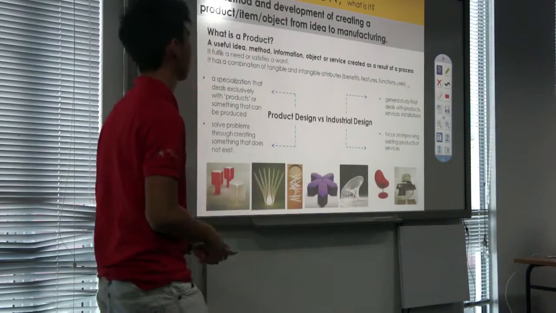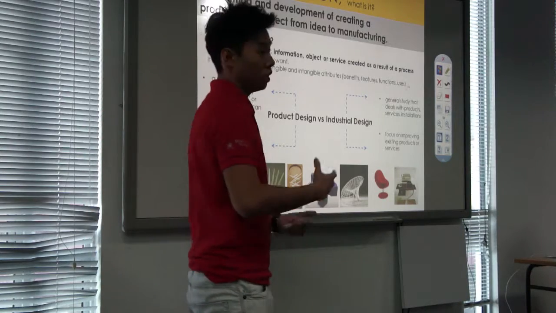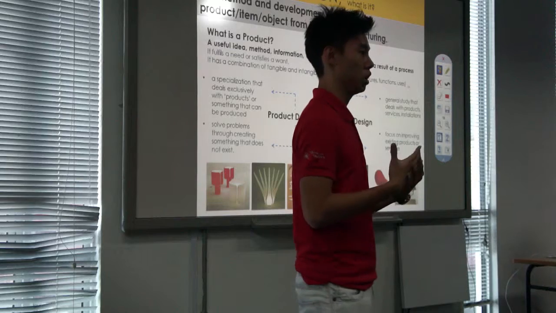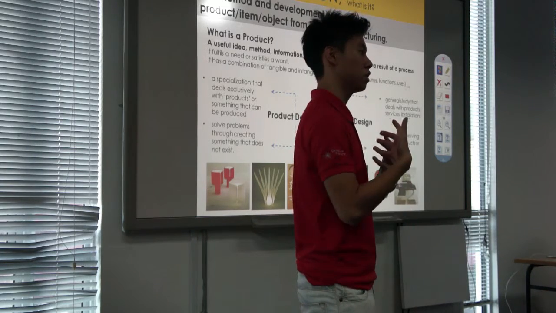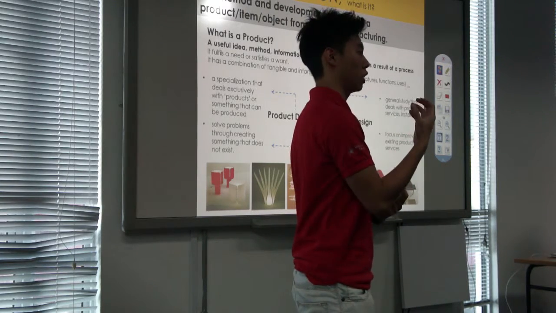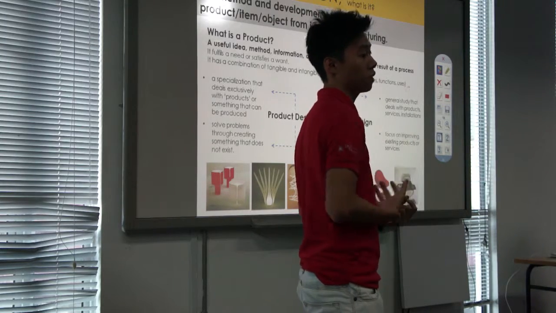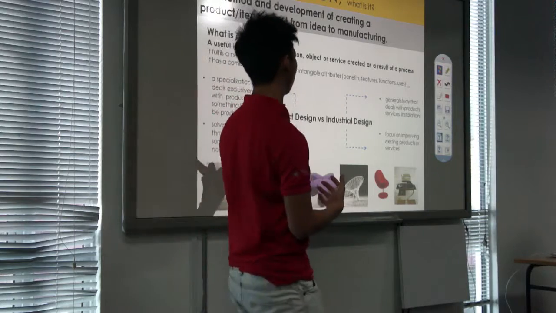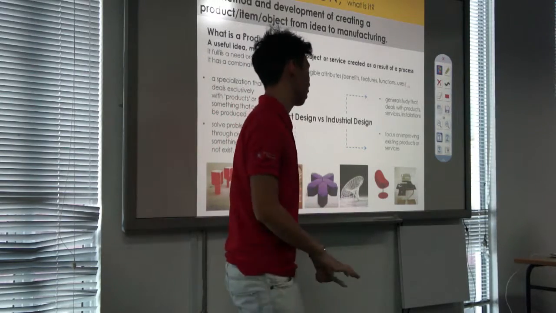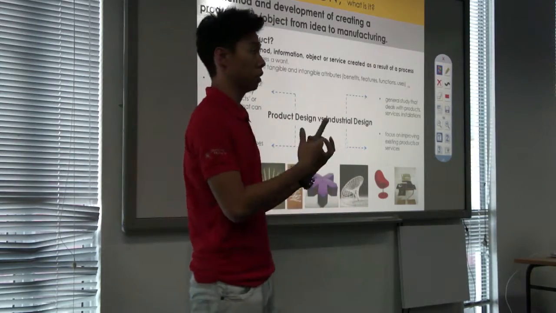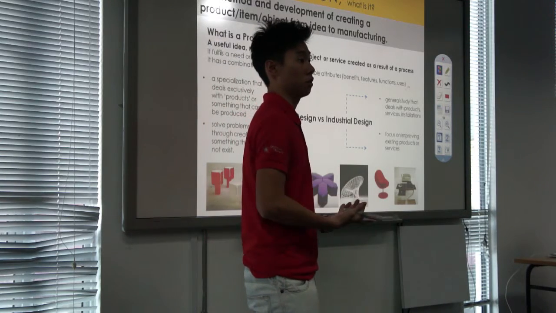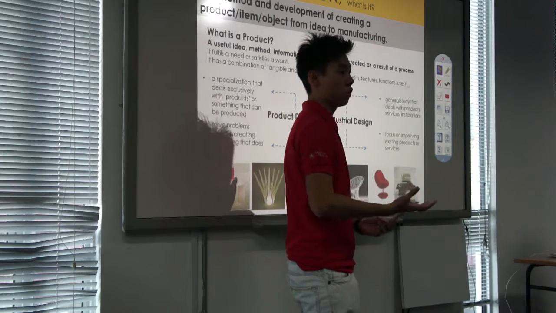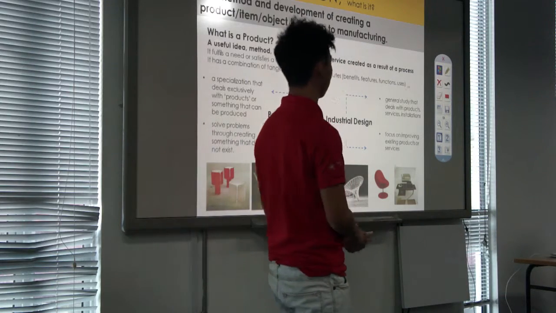Okay, so basically, what is product design? Humans, we are very demanding, so we need a product designer to keep producing things to satisfy us. And what's the difference between product design and industrial design? Product design is creating something that does not exist, whereas industrial design focuses on improving a product that already exists.